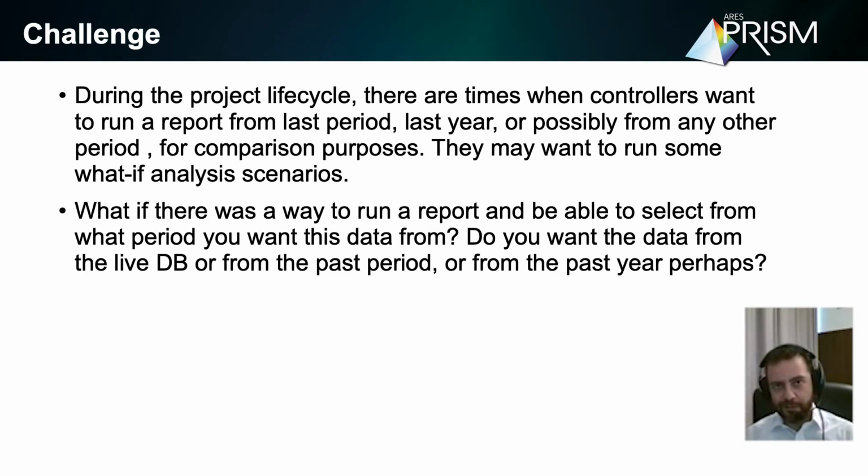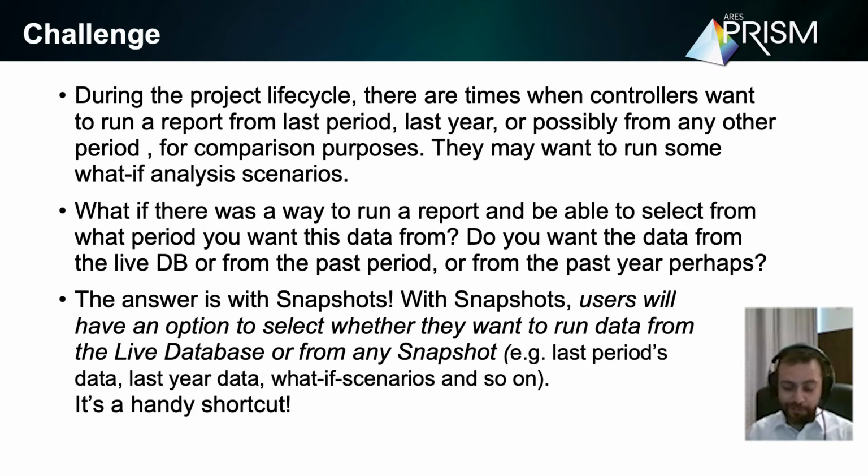Is there a way that I could just open my report, have a simple drop down and select where I want this data to come from? Is it from the live database? Is it from the previous period, like I said, or earlier, or any snapshot that you've taken? Is there such a feature? Yes, there is. With Iris Prism snapshots, you can decide: I want the data from the live database, or I want it from any snapshot I've taken before. One of the most common snapshots that our users apply is the previous period snapshot. Sometimes they take a snapshot for a what if analysis, or maybe the first period of the project. Those are very common.